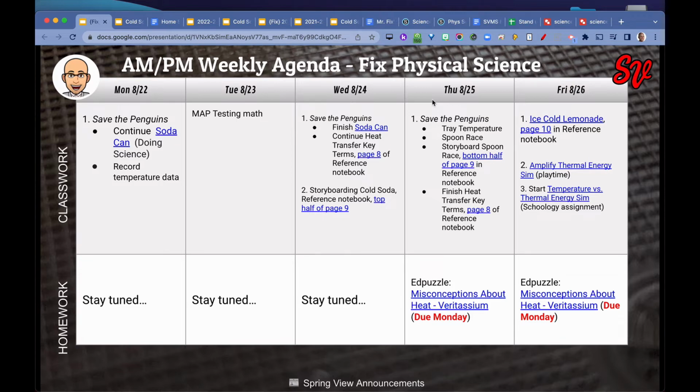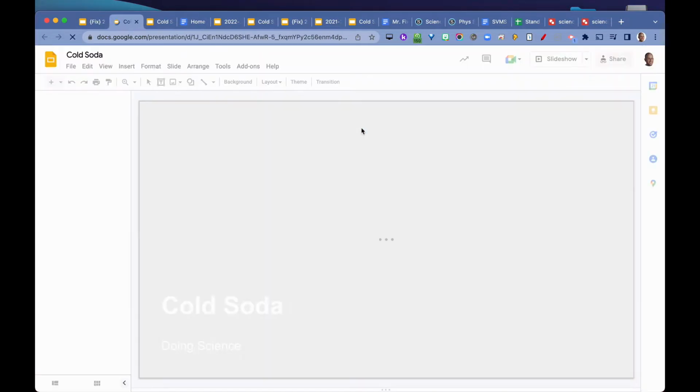Okay, so on Monday we continued the soda can. We actually recorded the data, temperature data, and I'll show you that in a little bit. On Tuesday we did math testing, so that was all day long. All right, then on Wednesday we finished up the soda can and analyzed the data. So let's take a look at that.